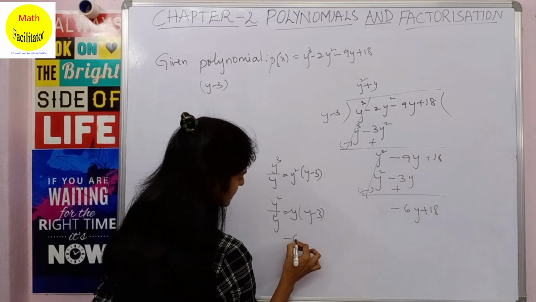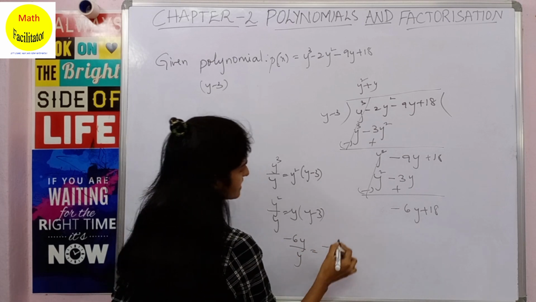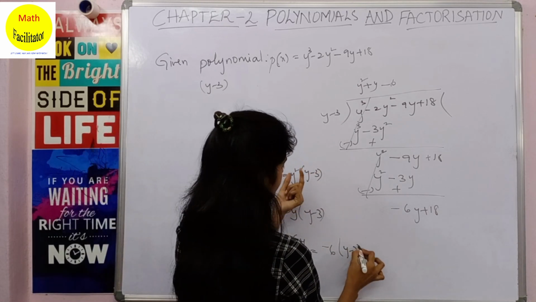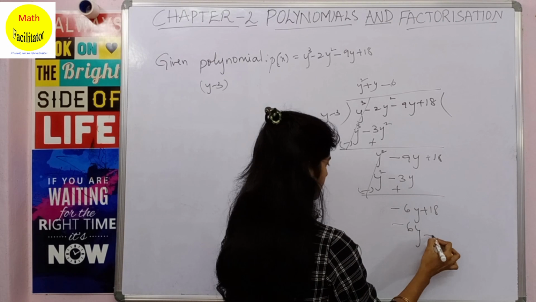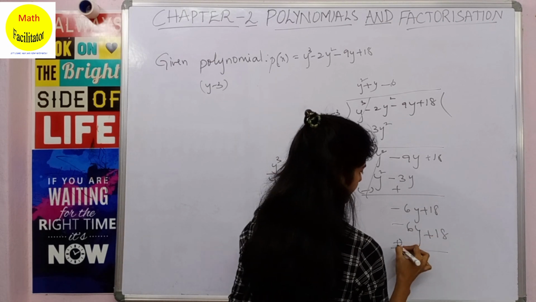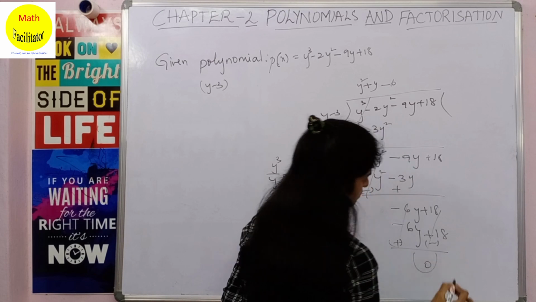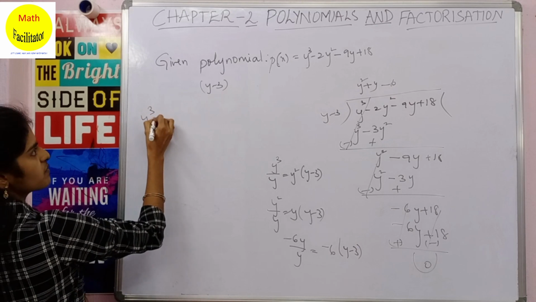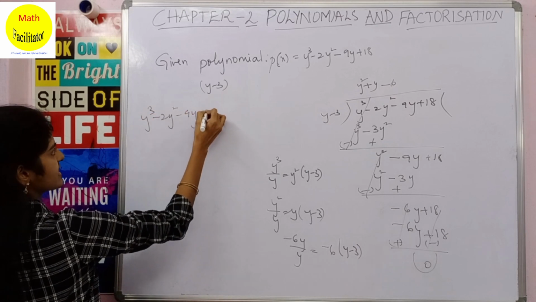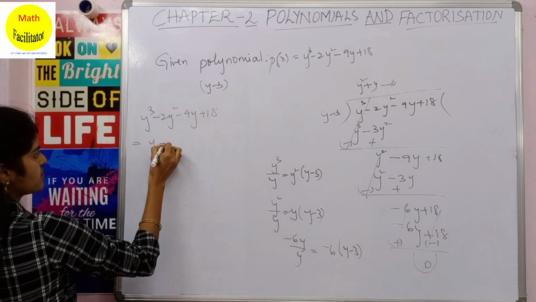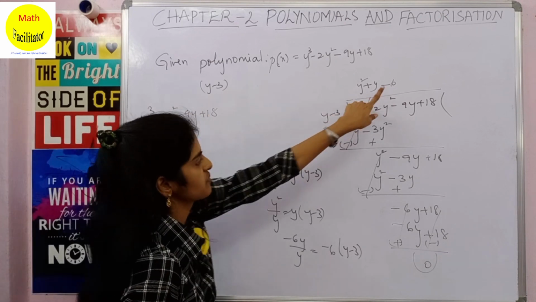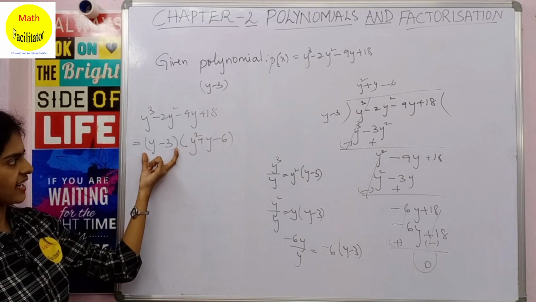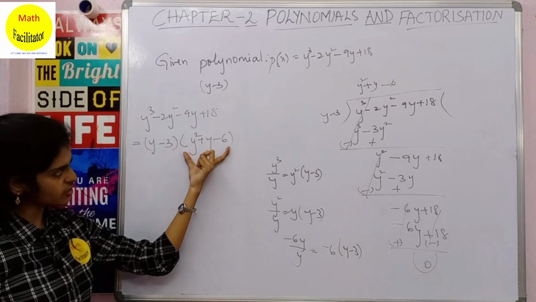Now again minus 6y divided by y, so it is minus 6. So minus 6 is the next quotient. So minus 6 into y minus 3 is minus 6y plus 18. So subtracting, you have the remainder as 0. So what is the quotient? y square plus y minus 6. So this y cube minus 2y square minus 9y plus 18 can be written as y minus 3 into y square plus y minus 6. So this is one factor and this is another factor. Now solving this, you will get the other 2 factors.